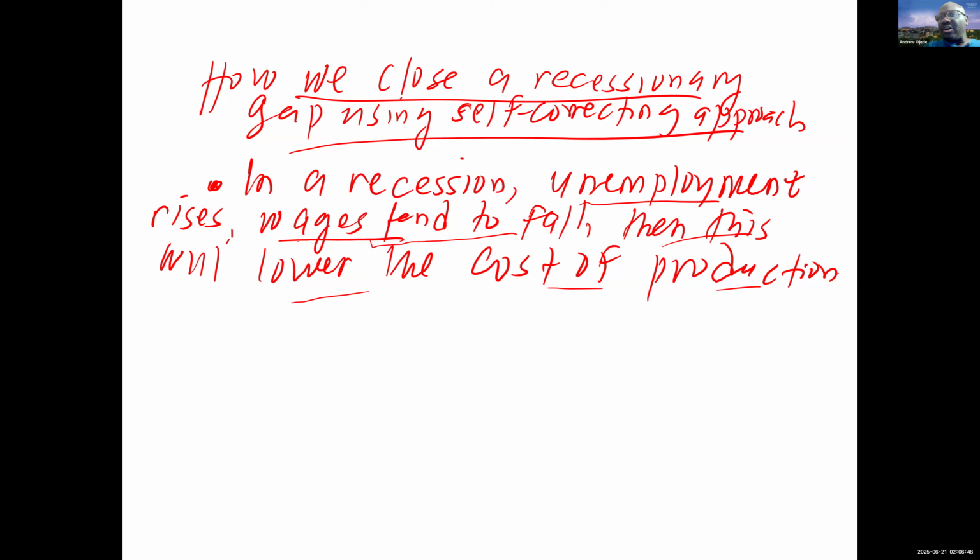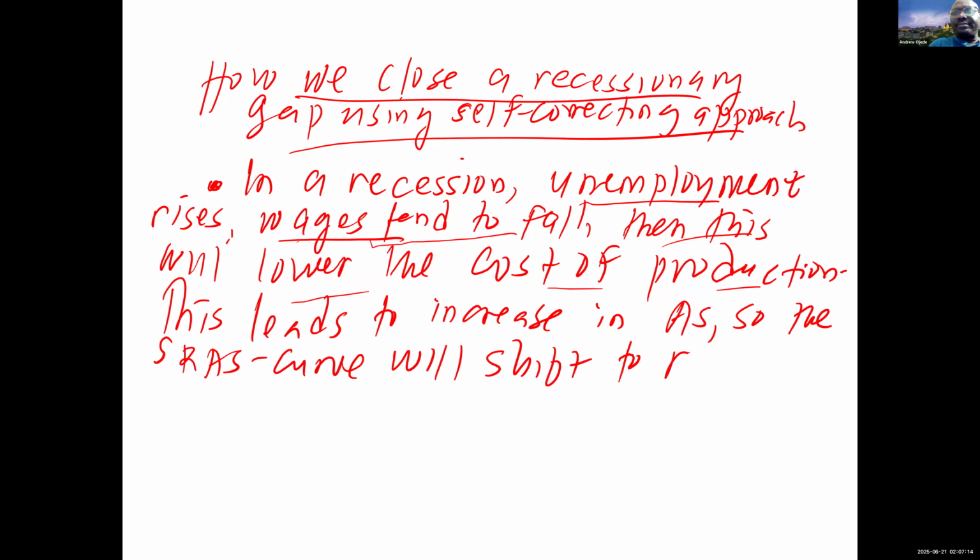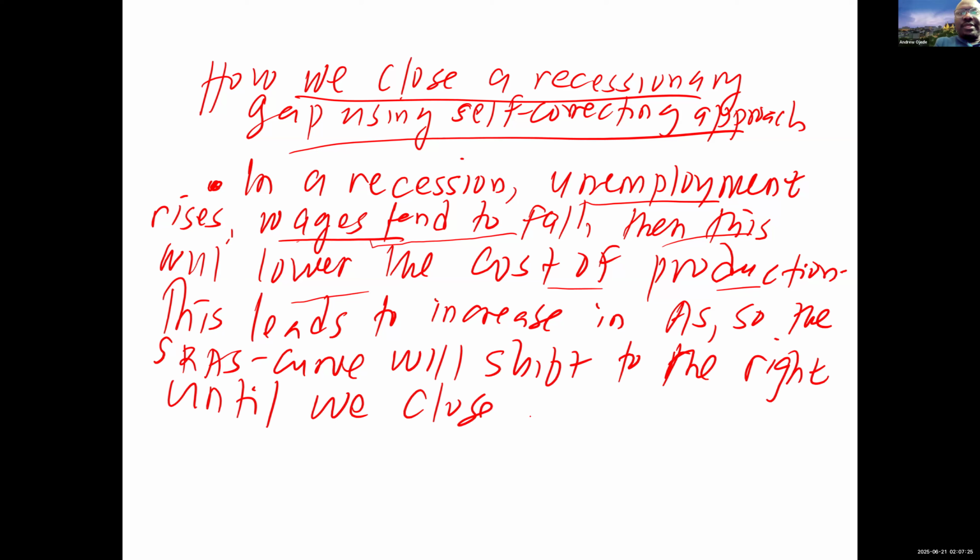And once production cost is lower, then this leads to what? Leads to increase in supply, in aggregate supply. So the short-run aggregate supply curve will shift to the right until we close the recessionary gap.